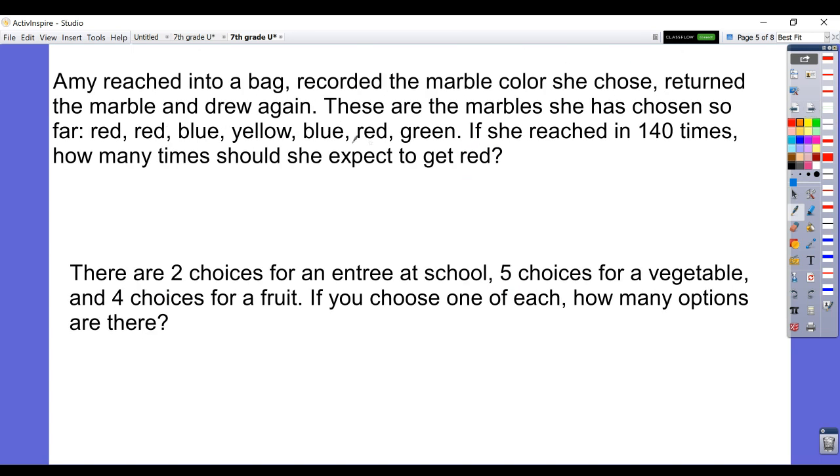Same concept again. This time, though, she's doing it 140 times, and we want to know how many times she expects to get red. So we have 1, 2, 3 reds out of 1, 2, 3, 4, 5, 6, 7. So there's 3 reds out of 7 total. So what we want to know is how many reds would we expect to get out of 140? So if we get 3 reds out of 7, how many? That's a question mark. This is kind of an ugly one. How many reds would we expect to get out of 140?